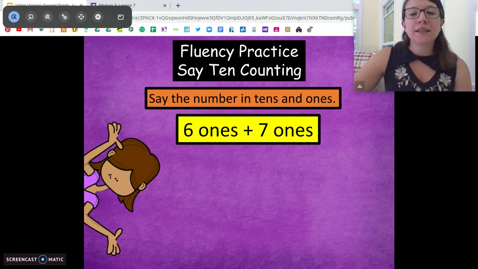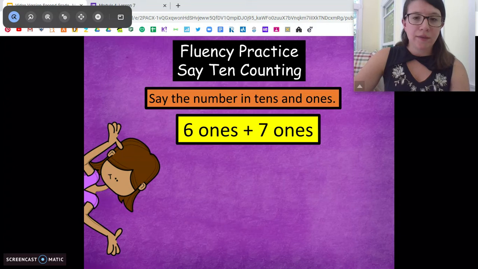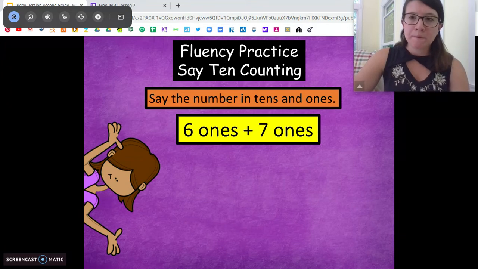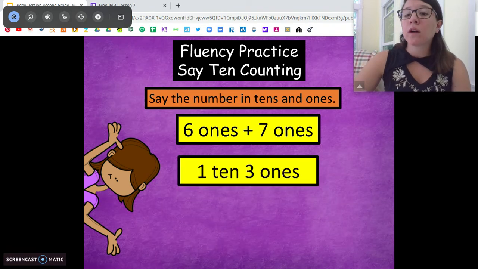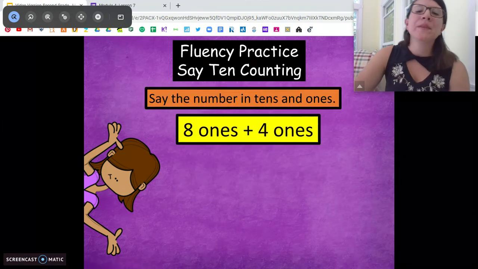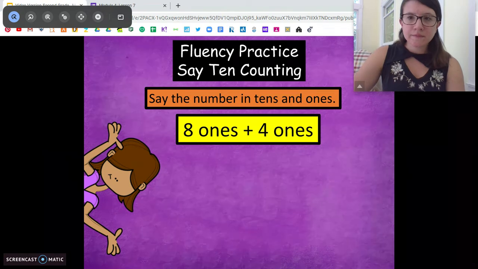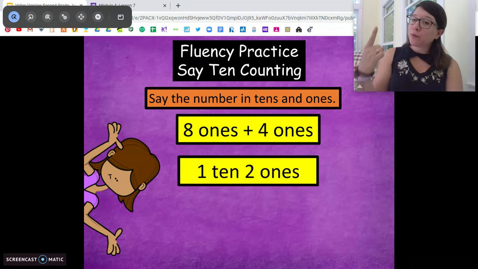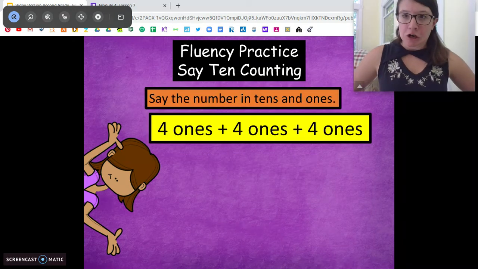Try 6 ones plus 7 ones. Add those together. Say it the say 10 way. We get to 13 ones or 10 3 ones. Awesome job. Try 8 ones plus 4 ones. Yeah, awesome. We get to 12 ones or 10 2 ones. You guys are awesome. All right, I'm going to get a little trickier on you.